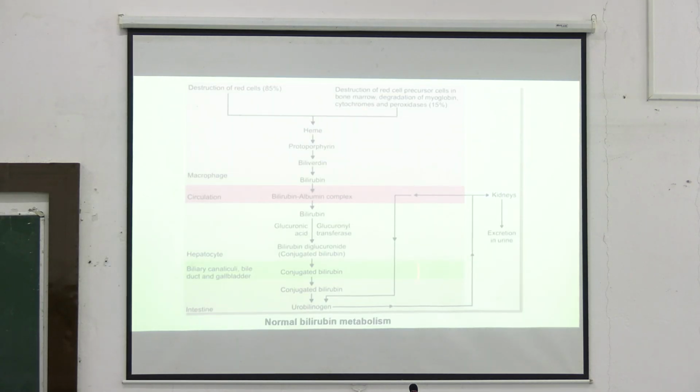This is normal bilirubin metabolism. Destruction of RBC: first is heme, protoporphyrin, biliverdin, bilirubin, then it comes in the circulation as bilirubin albumin complex, then bilirubin is converted to bilirubin diglucuronide. This is called conjugated bilirubin. Then this conjugated bilirubin forms urobilinogen.